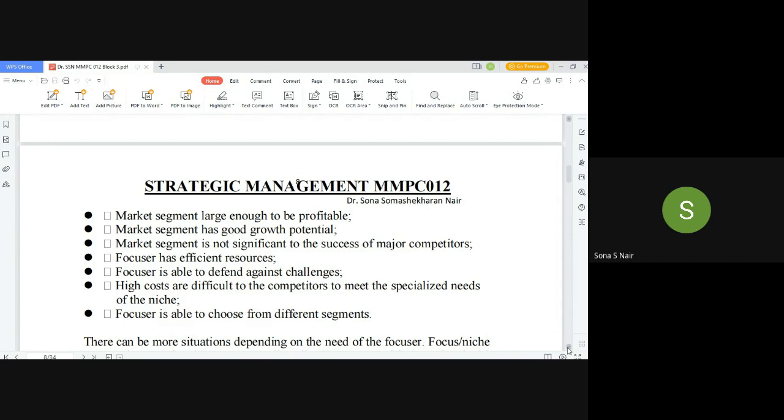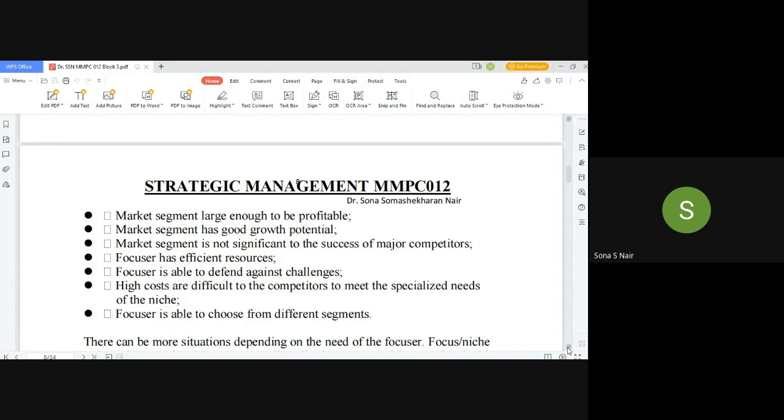What is meant by this? The major competitors possibly are not interested to do that good in this segment. Focuser has efficient resources. That's there with cost leadership also. The firm which is focusing has efficient resources, so that they are able to either focus on differentiation or focus on the cost. Is able to defend against challenges.